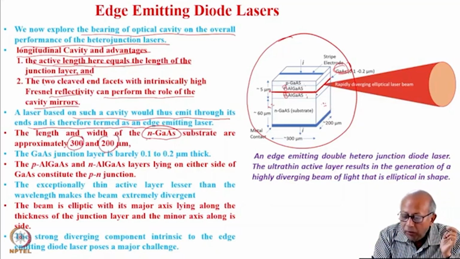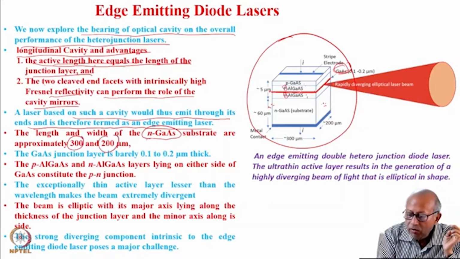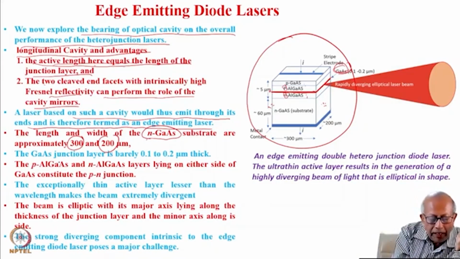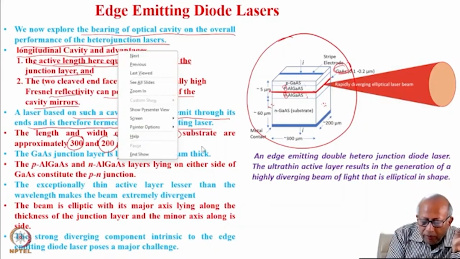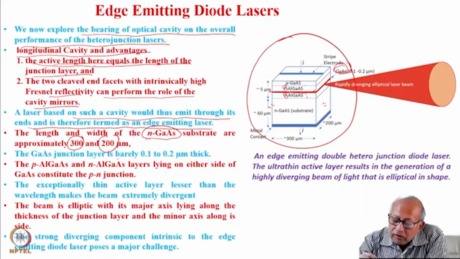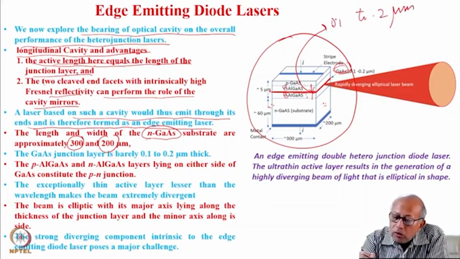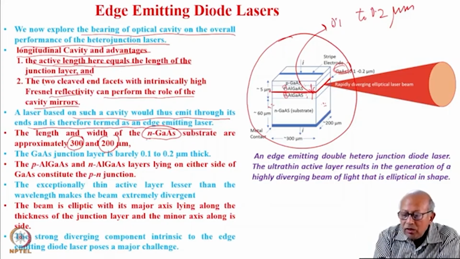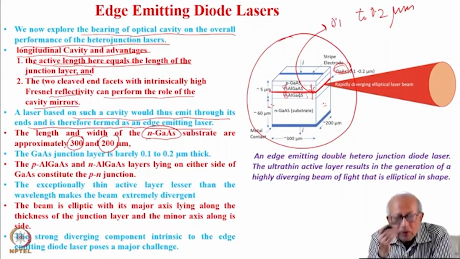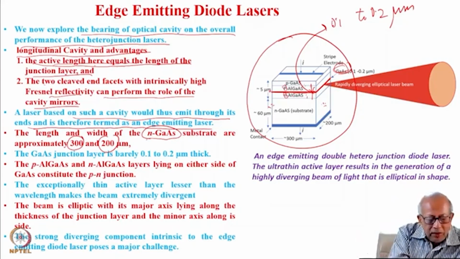The length and width, so this is 300 micron and this is 200. The gallium arsenide junction layer is barely 0.1 to 0.2 micron thick. The thickness of this layer, that is this thickness, is barely 0.1 to 0.2 micron, extremely thin. Length is much more compared to the thickness, rightly so. The gallium arsenide junction layer is barely, as I said, 0.1 to 0.2 micron thick.